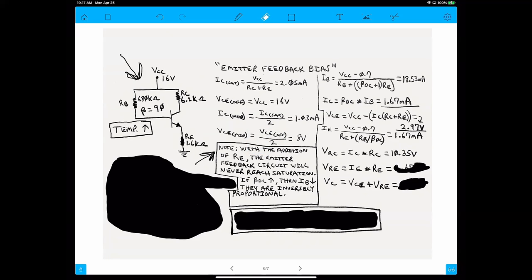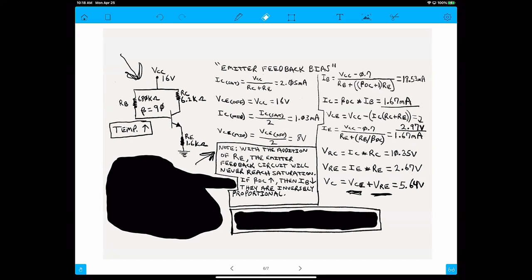And then for our VRE, same thing. We multiply our IE current times the resistance for RE. We come up with 2.67 volts. And then for our VC, I think you guys are just overlooking something here. For the VC, it's going to be the VCE plus the VRE. So if we put those two together, we come up with 5.64 volts, all right, 5.64 volts.